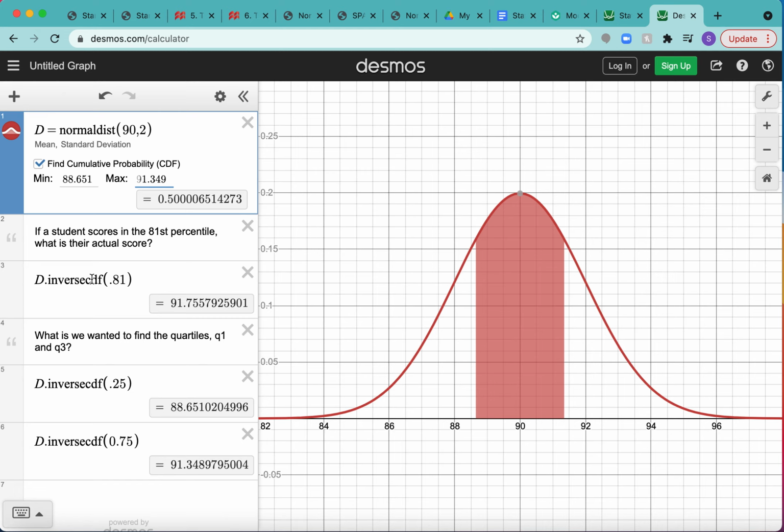We can figure out our quartiles with this inverse CDF. And so Desmos makes this really easy. The video for how to do it on your calculator is up there as well.